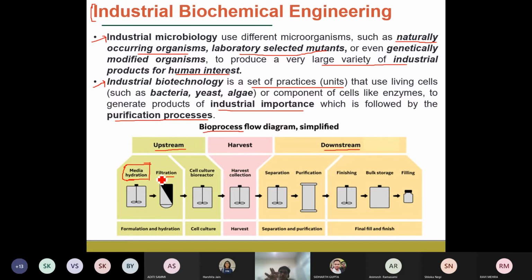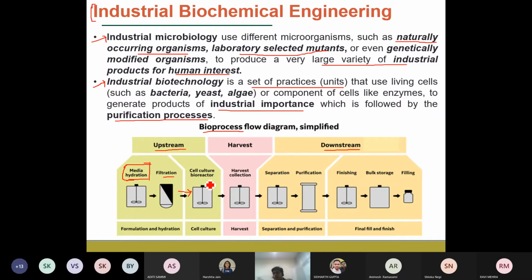We do the autoclaving. That means we heat that media in a closed chamber at a temperature of 121 degrees Celsius and a pressure of 15 psi. That kills whatever microorganisms or contaminations are present, and then we filter it to separate the dead microorganisms or their components or parts. What we get is a very pure form of the media, and then we transfer this pure media to the cell culture bioreactor.